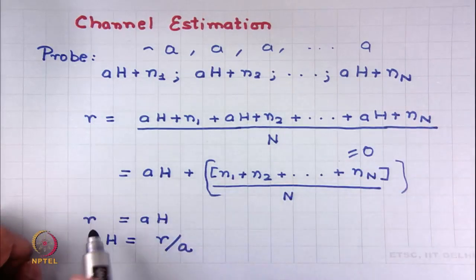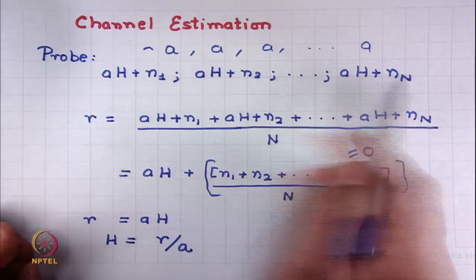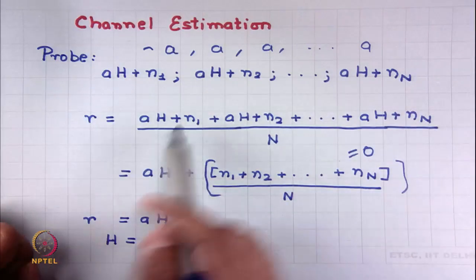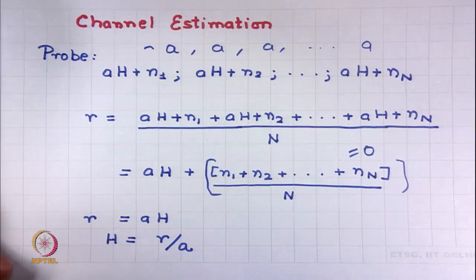So, the value of r that the receiver would see is simply A times h, and from this the receiver can estimate h by dividing this r by A. So, r is known because these samples are known, and it can sum up these values of the samples. r is known to the receiver, A is also known to the receiver because the receiver knows what the transmitter would be transmitting, and from this the receiver can estimate the value of h.